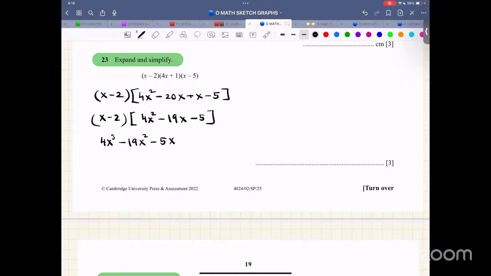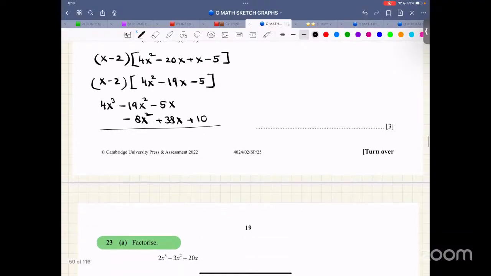And then minus 8x squared. I have a habit of writing it like this. And then minus minus, that is positive, that is 38x, and minus, that is also positive, that is 10. Now add it up. This is 4x cubed, 19 plus 8, that is 27 with a negative sign. 38 and 5, the difference is 33 with a positive sign, plus 10.